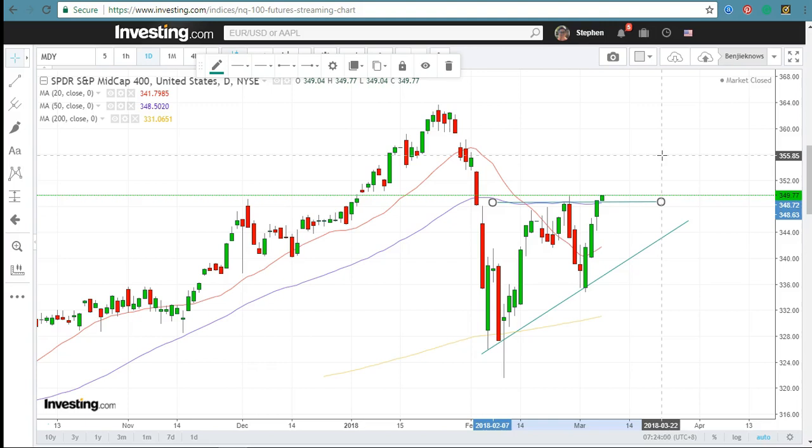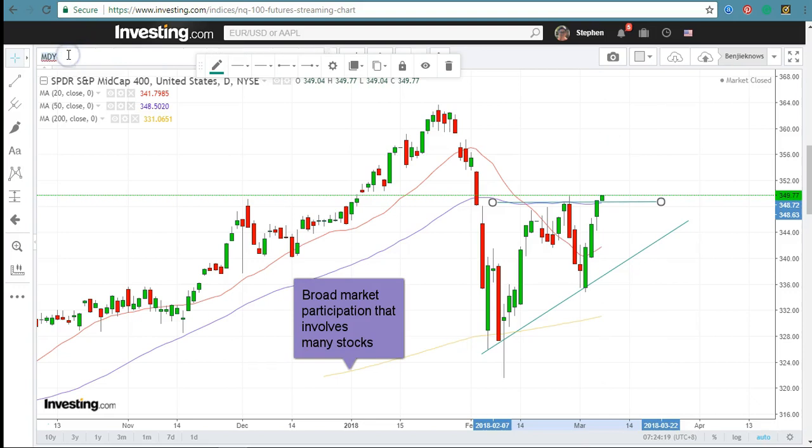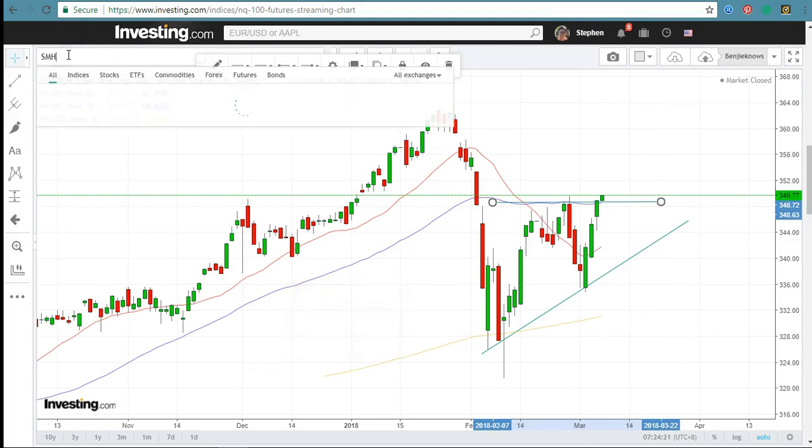Now, I show you the mid caps and also the small caps because I want you to know that this rally is not only powered by 10 stocks or 20 stocks of the Dow or 50 stocks, but since there are 400 mid caps and 2,000 small caps, it's already a broad market participation, and this is something good.